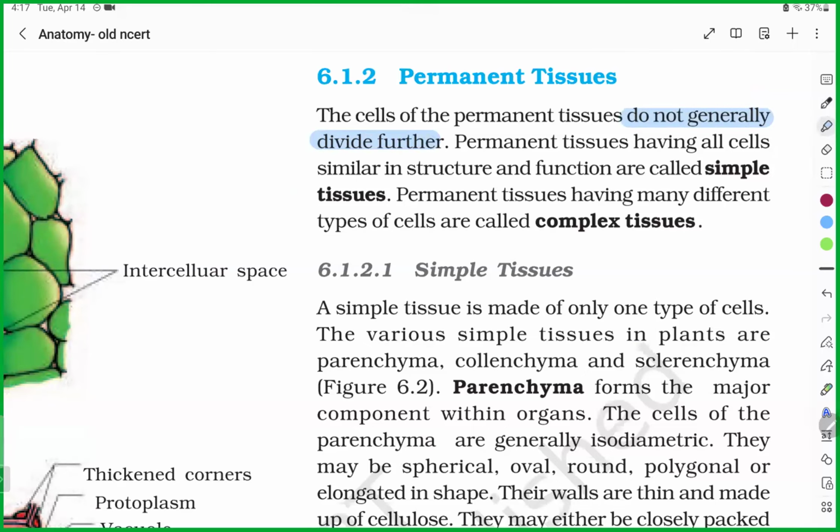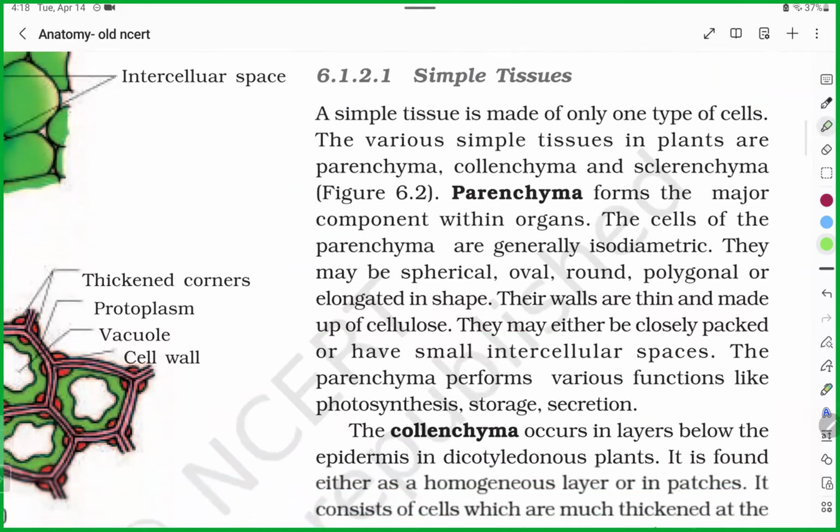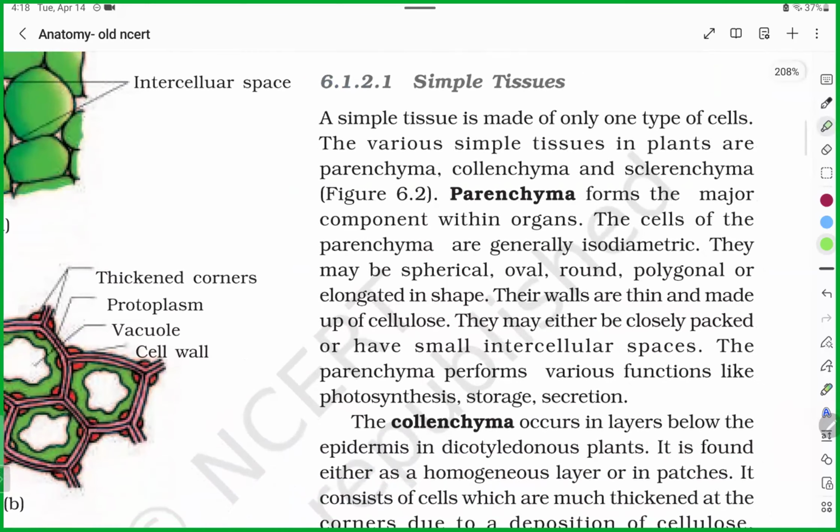If all the cells in a permanent tissue are exactly the same in structure and function, it is simple tissue. If the tissue has different types of cells, it is complex tissue. So we have three types of simple tissue: parenchyma, collenchyma, and sclerenchyma. Two complex tissues: xylem and phloem. Simple tissue is made up of only one type of cell. For example, parenchyma is present in the majority of the plant. Parenchyma cells have equal shape, isodiametric, meaning almost equal shape, spherical.